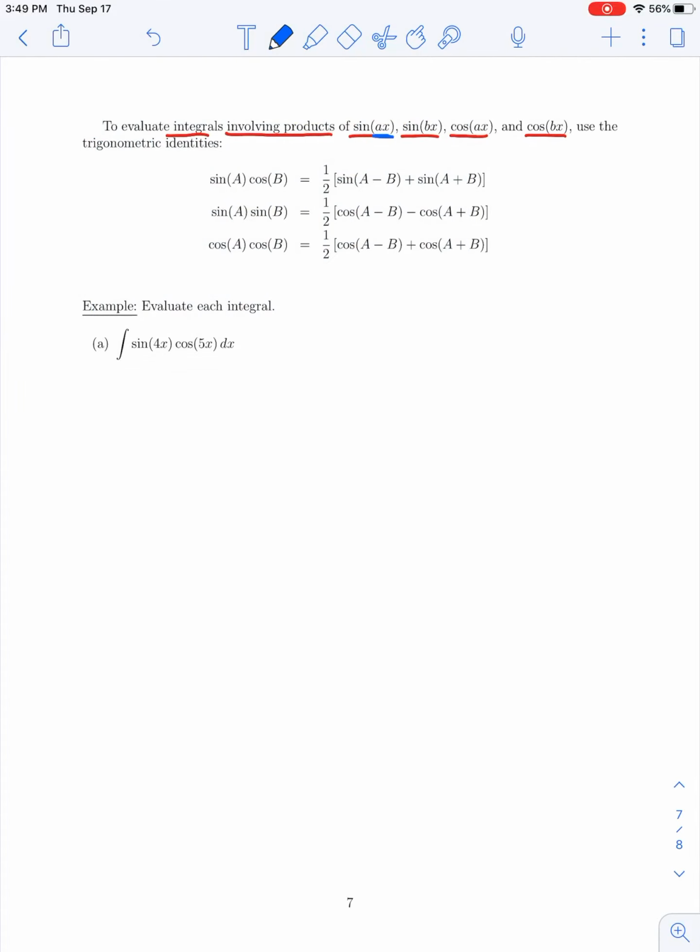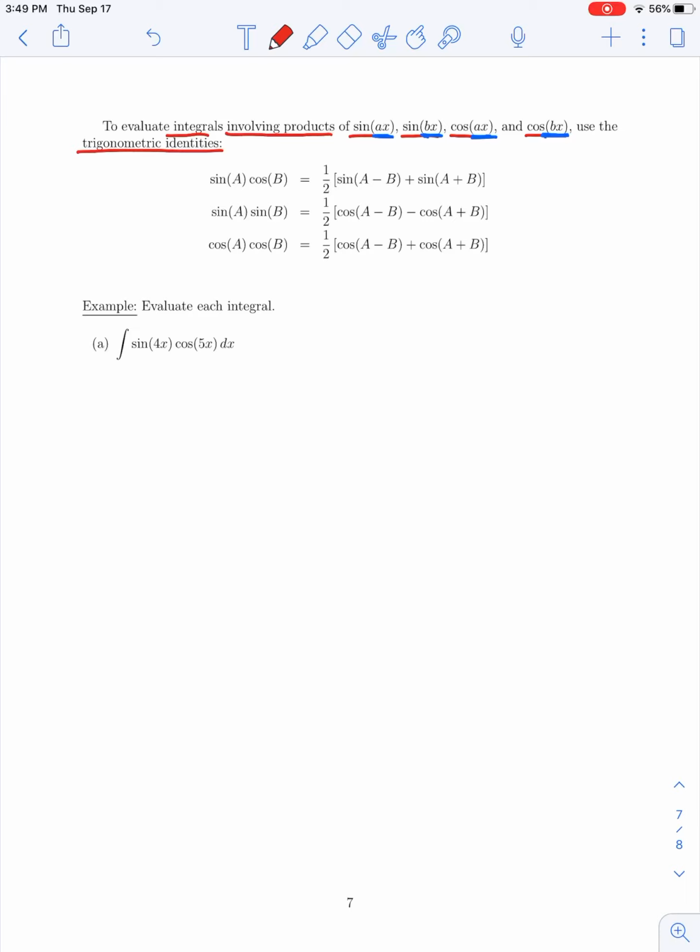Say, for instance, the product of sine ax and sine bx, where a and b are different numbers, or sine of ax with cosine of ax. How could we handle something like that? Or sine of ax with cosine of bx, where those arguments are different. In order to evaluate integrals of products of these types of functions, we're going to make use of the following three trigonometric identities.